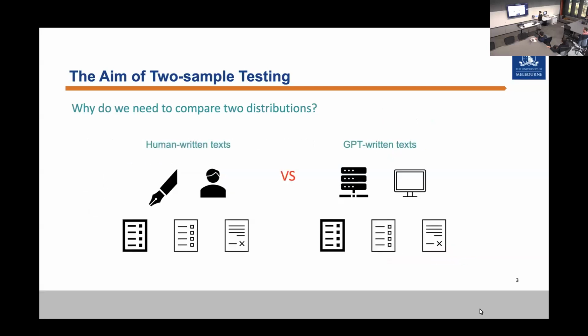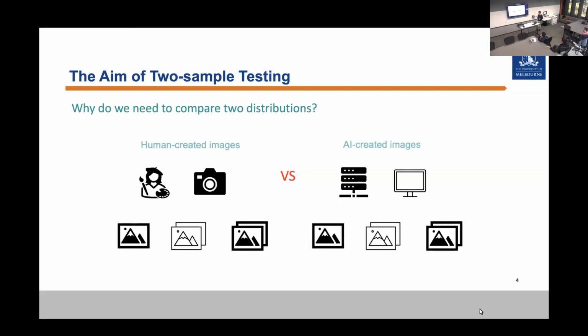And if we consider recent advances in the AI field, we know we can also use two-sample testing to help us distinguish between human-written texts or GPT-written texts, because they definitely have different distributions. Similarly, we can use two-sample testing to tell if a set of images is human-created or AI-created, because AI-created images and human-created images are from different distributions.